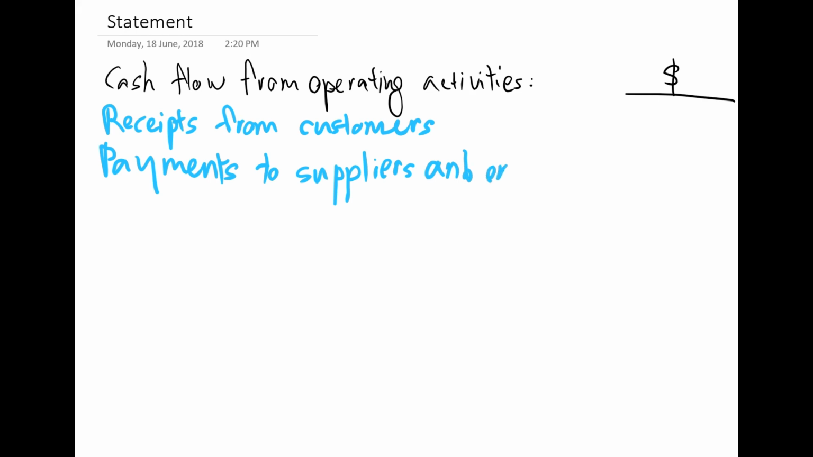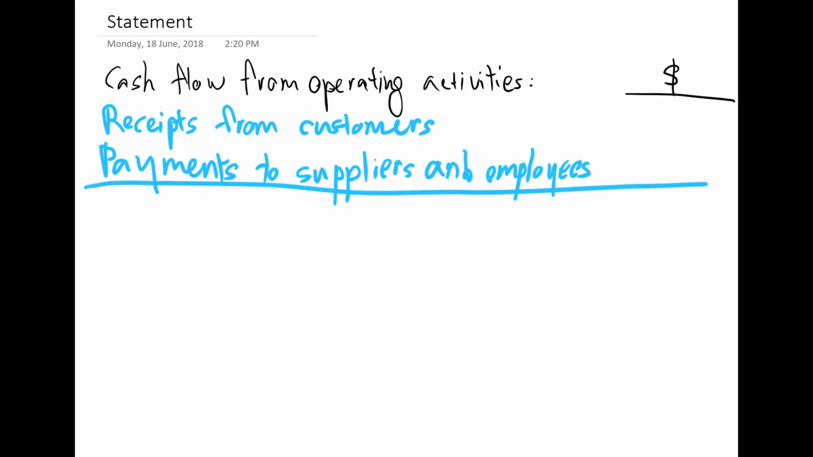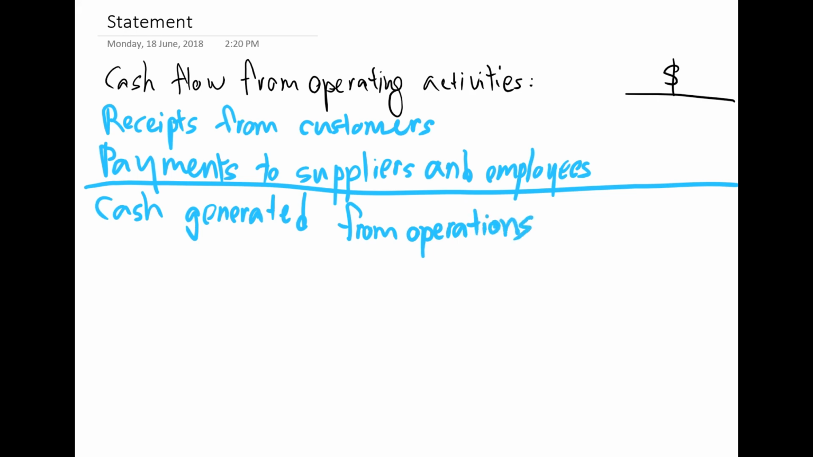Receipts from customers minus payments to suppliers and employees, you will get cash generated from operations. Once you get your cash generated from operations, you have to minus out your income tax paid. So basically there are three things that you must have in operating activities. Number one is receipts from customers. Number two is payments to suppliers and employees. And number three is income tax paid.